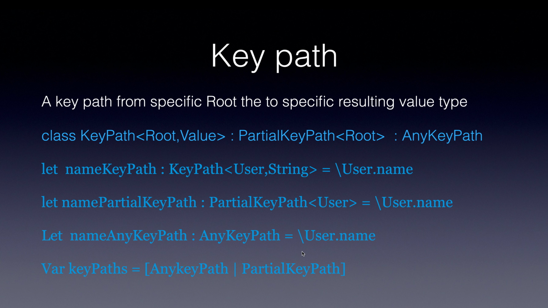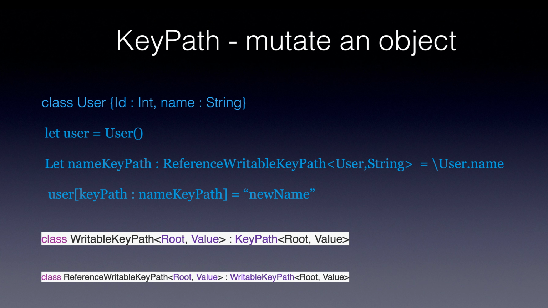So let's see with some examples. Before that, let's see how to mutate an object using a key path. On that object, through subscript, provide the key path of that property and assign the name. Here the key path must be an instance of WritableKeyPath or ReferenceWritableKeyPath.